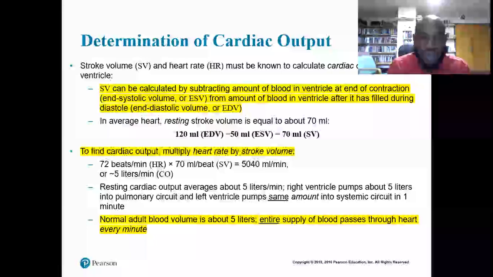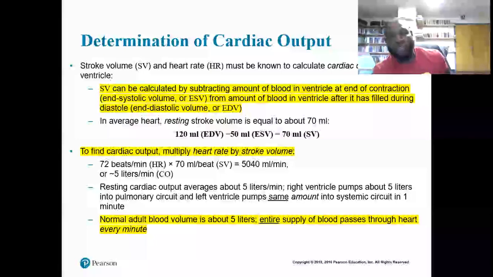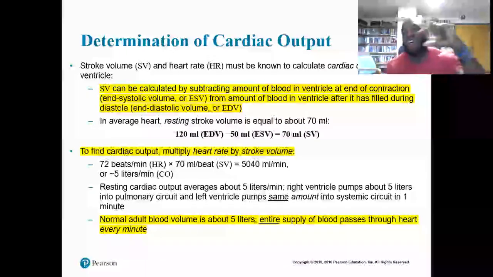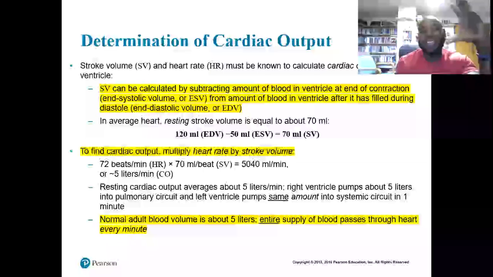All right, so stroke volume can be calculated by subtracting the amount of blood in the ventricle at the end of the contraction, which is your end systolic volume, from the amount of blood in the ventricle during the filling, the end diastolic volume. So when the ventricle is filled with blood, at the end of that filling phase, that's the end diastolic volume, which is about 120 milliliters. After it contracts, it beats, it shoots the blood out.